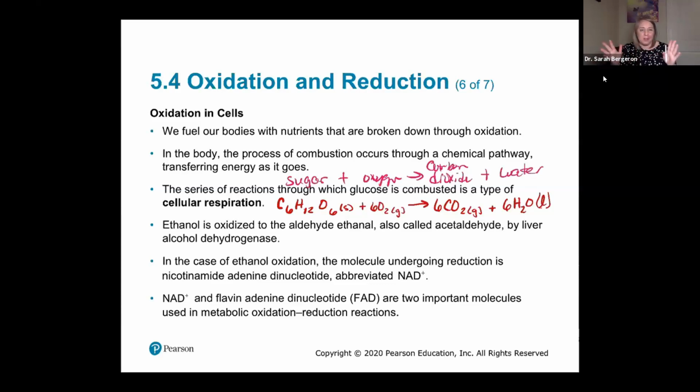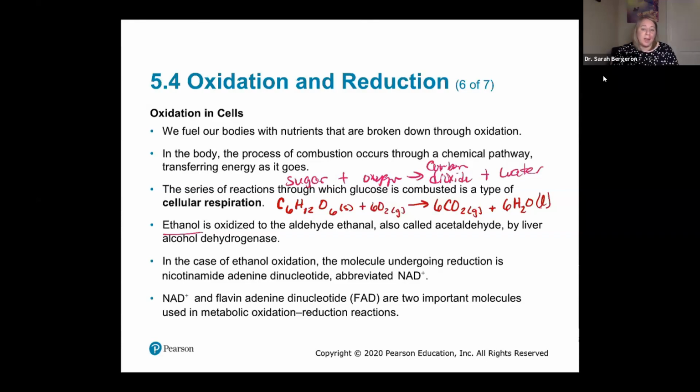But this equation doesn't happen in one step. It happens in many, many steps. And we can look at those steps and we can see oxidation reduction happening inside of those steps. And one example of oxidation happening is when we metabolize alcohol that we drink. The type of alcohol that we drink is called ethanol. And ethanol is actually oxidized to an aldehyde, and we call it acetaldehyde.